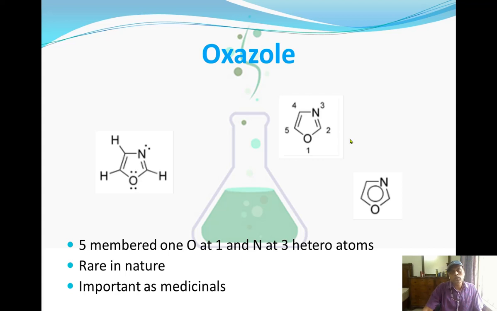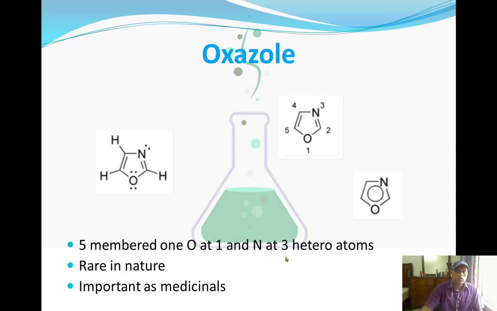According to IUPAC nomenclature for heterocyclics, the priority is according to the periodic table. The electronegative atom, the heteroatom which is at the rightmost, should be considered first. So oxygen is at position number 1, and nitrogen at position number 3.